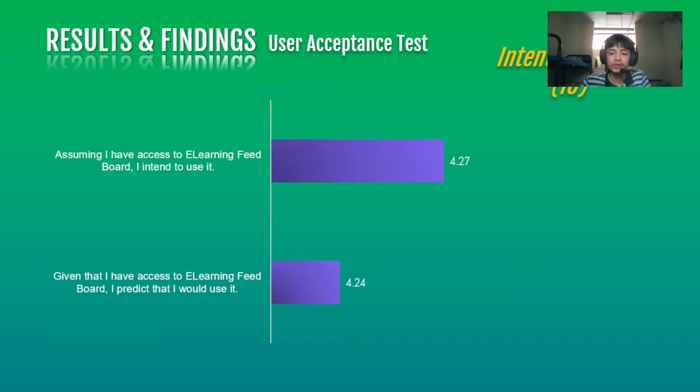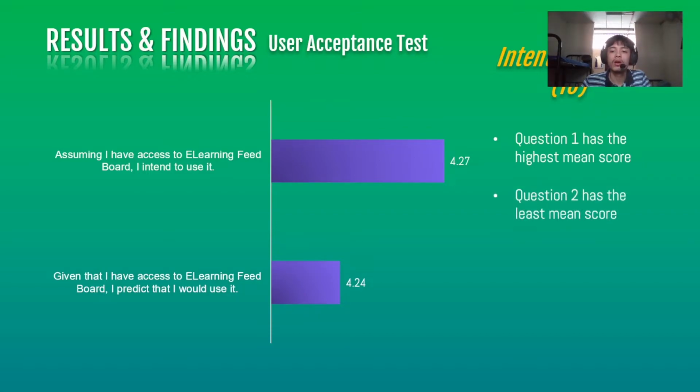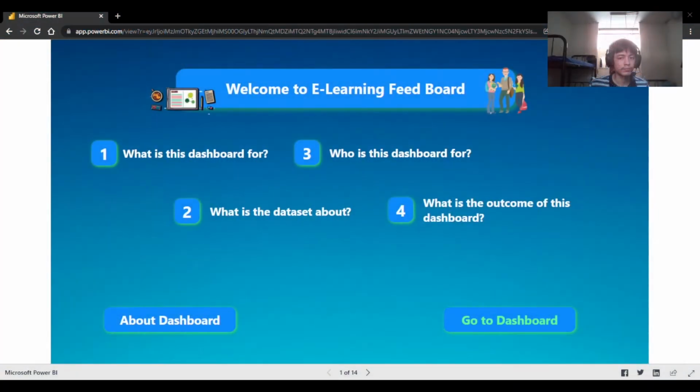For the last section of the user acceptance test, it is about the intention to use the dashboard system. The result of the test shows that question 1 has the highest mean score of 4.27, meaning that users intend to use the dashboard assuming that they have access to it. Question 2 has the least amount of mean score but still holds a 4.24 mean score, meaning that users predicted that they would use the dashboard if they have access to it.